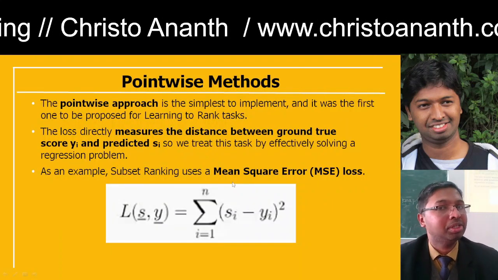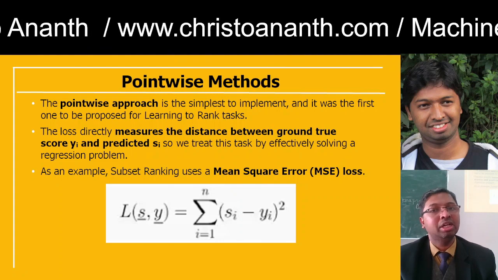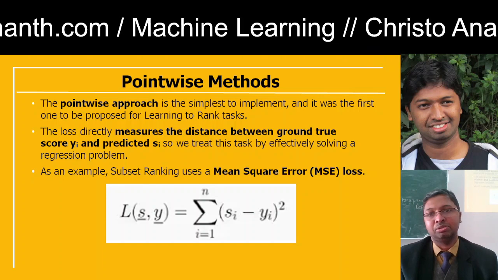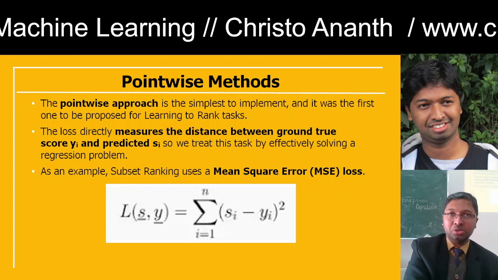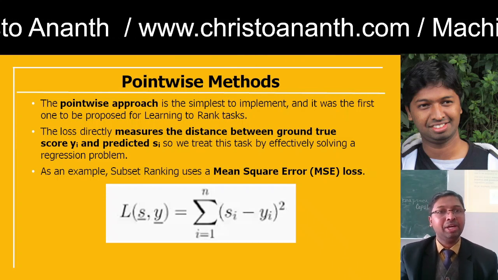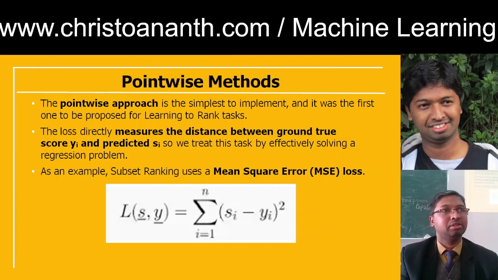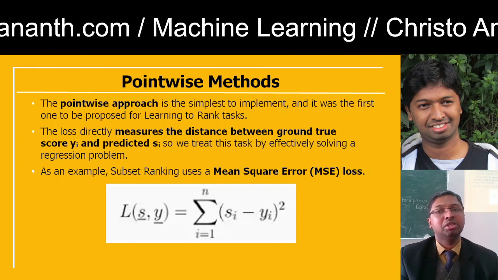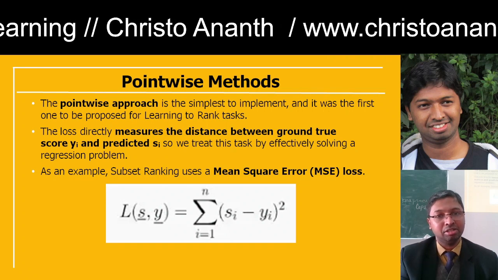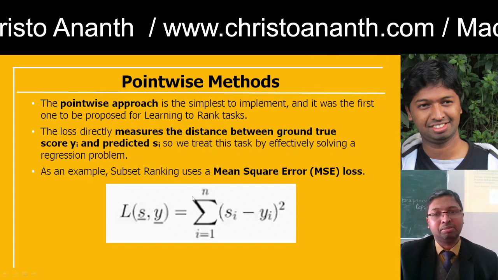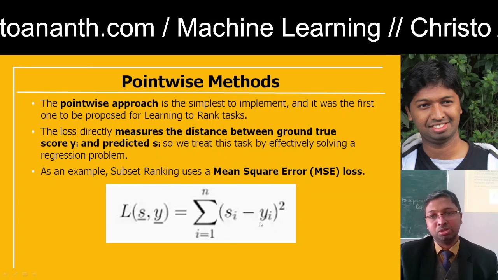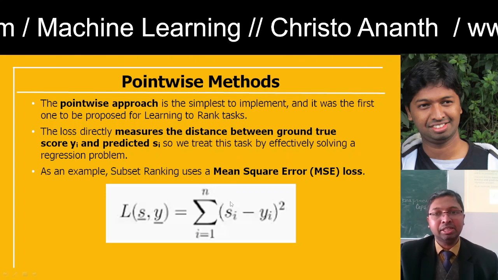So this is the point-wise approach. It's very much easy, and of course it is the first to be specialized for ranking tasks as well. Between the ground truth score yi and the predicted score si, we are using regression analysis in order to go with the point-wise method. For this, we will be calculating the MSE, the mean squared error loss, so the loss of s comma y is equal to the summation from i equal to 1 to n of (si minus yi) the whole squared. That is how you will calculate the mean squared error.